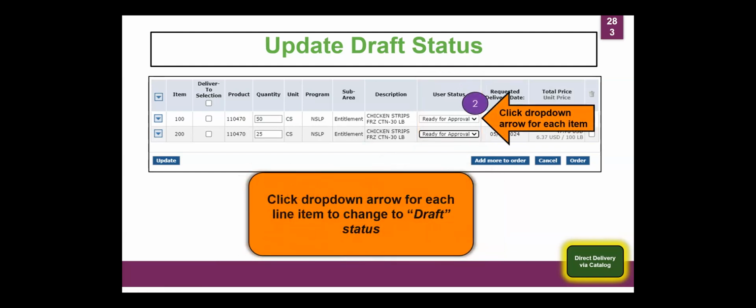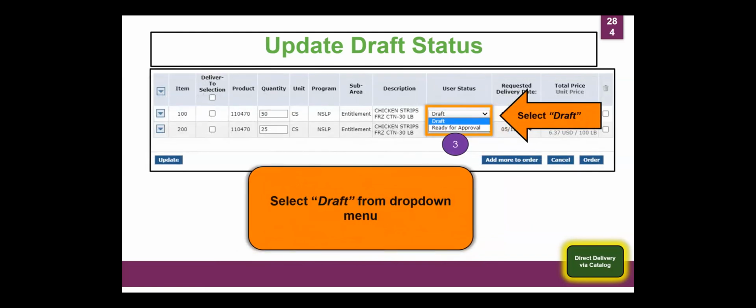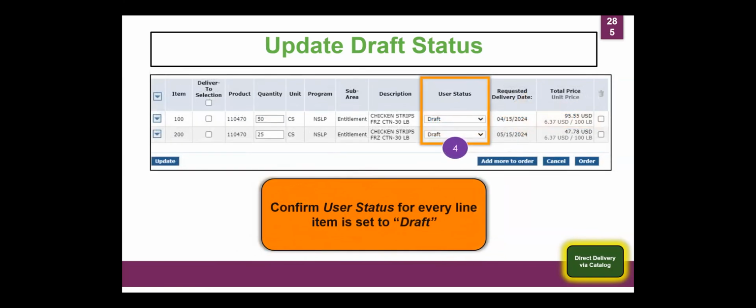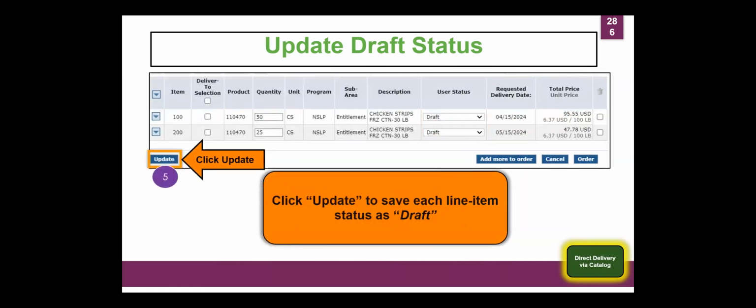So just simply click on the drop down arrow for each item, and you'll change that to draft. Make sure you've done that on every single item. Once you've done that, of course, you're going to click update to save that.